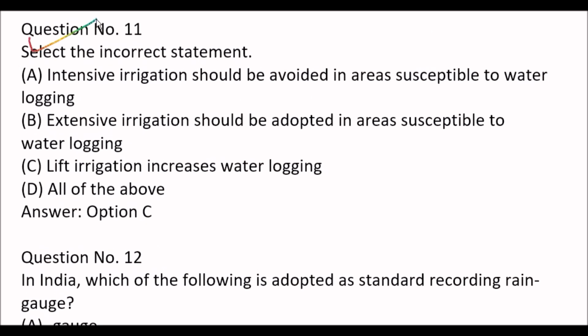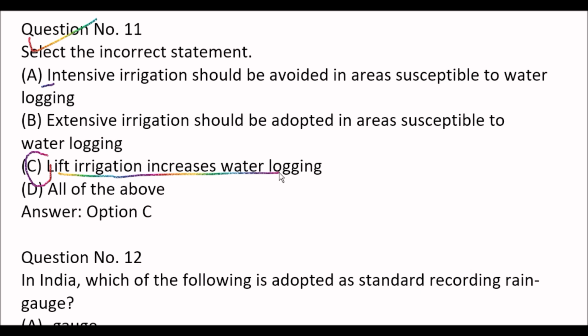Select the incorrect statement. Option A, intensive irrigation should be avoided in areas susceptible to waterlogging. Option B, extensive irrigation should be adopted in areas susceptible to waterlogging. Option C, lift irrigation increases waterlogging. Option D, all of the above. Right answer is option C.